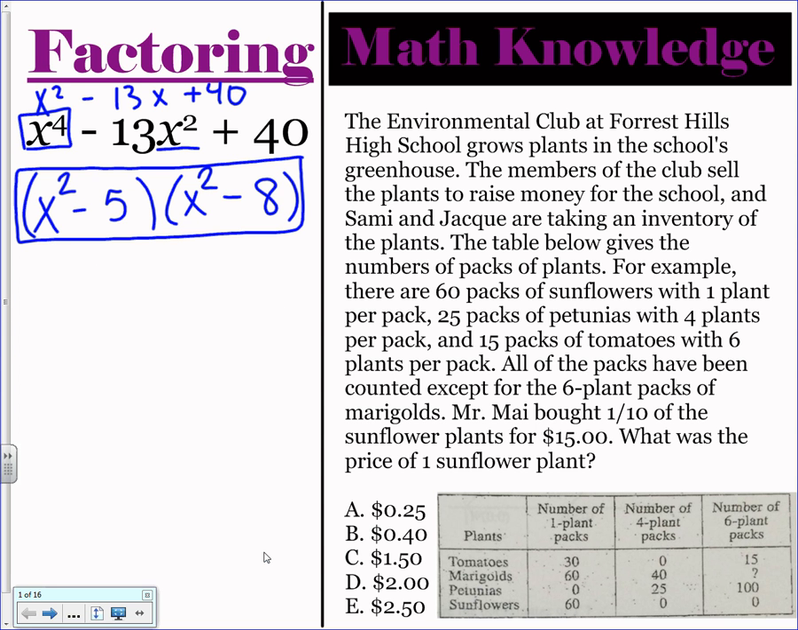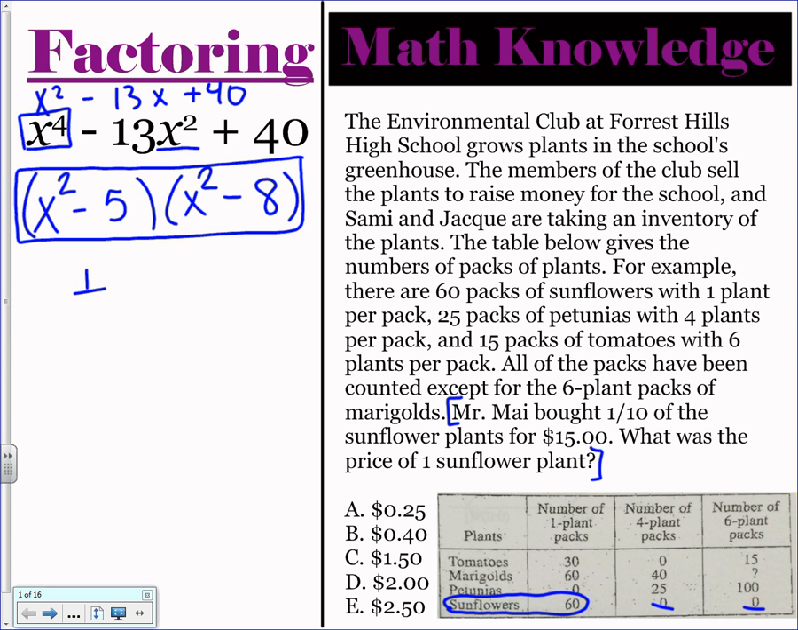Okay, looking at the math knowledge question. It's the same information as yesterday. The only difference is this part here. He bought a tenth of the sunflower plants for $15. So first we need to figure out how many plants he bought. Well, there are only 1 pack of plants of sunflowers. There are none here and none here. So we have 60 plants.